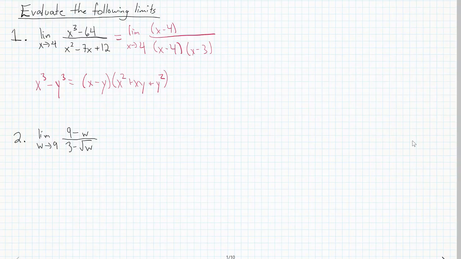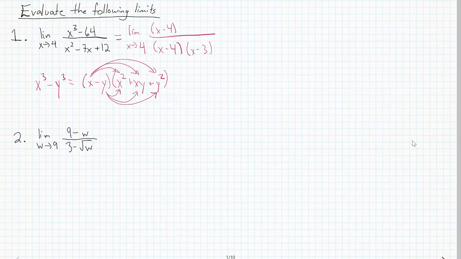And notice if you multiply this out, you can multiply x times each term, and what do we get? So you get x cubed, and then positive x squared y, then positive xy squared. And then this would be negative x squared y, which would cancel off with one of those. And then this would be negative xy squared, which would cancel off with the other one. And then minus y cubed, right?